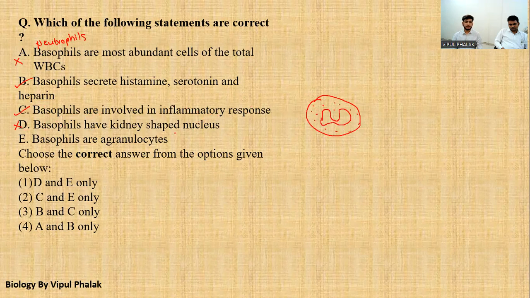So here a kidney-shaped nucleus is incorrect. And for each statement they have given, basophils are agranulocytes. This statement is also incorrect because basophil is a type of granulocytes. We can see that these are granules. So E statement is also incorrect. B and C are correct. For option third.